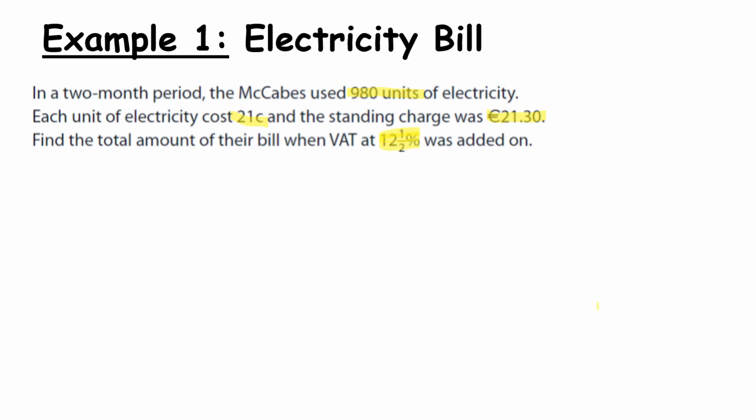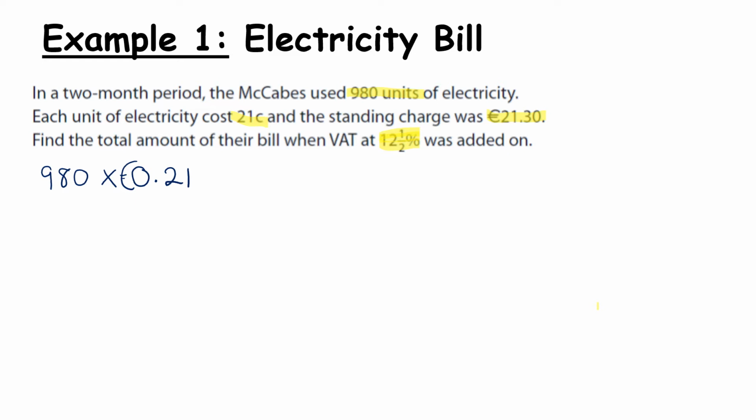So we are looking at 980 units of electricity and each of these units cost 21 cents. So to get that, we're going to multiply together 980 by 21 cents. Now, what I suggest you do here is to actually change the cent to euro because it'll make it easier to just get your final answer. So instead of 21 cents, we're going to write that as 0.21 euro. Otherwise, if you multiply by 21, you get 20,580, which is a little bit trickier for us then to change back to euro.